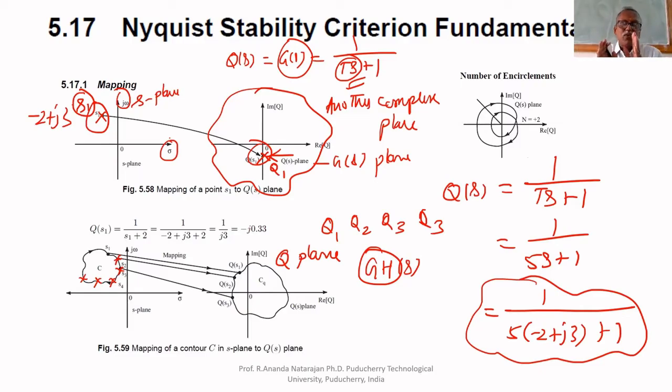So now we are having two planes. One is S plane, another one is Q plane. In the S plane, I am having a contour C. I am selecting many points on the contour that are substituted in Q of S. I got many complex numbers. The first point minus 2 plus J3 is substituted. You got 1 by J3, or minus J0.33. That point is plotted here. Like that, I selected many points and substituted. I got a contour here.